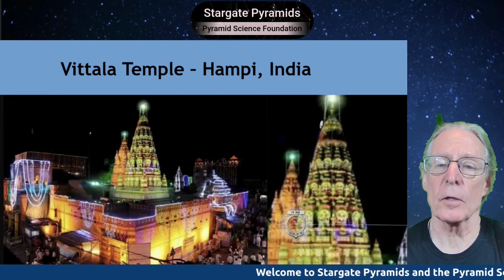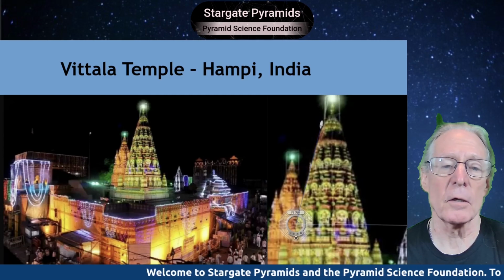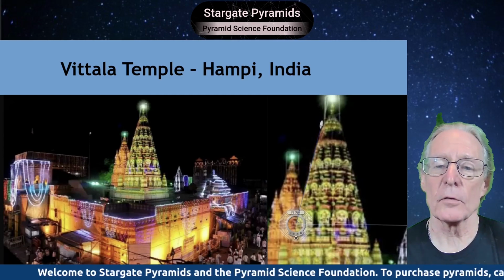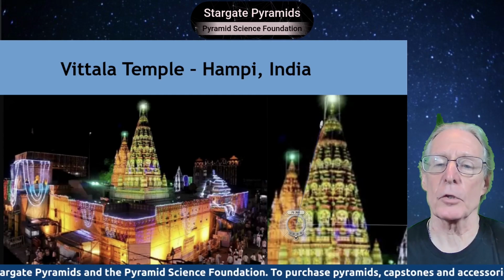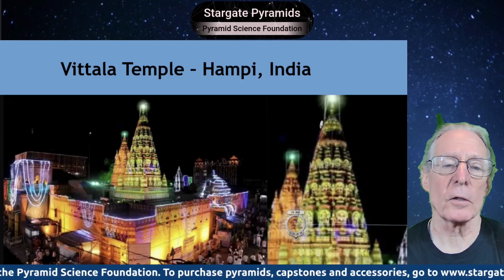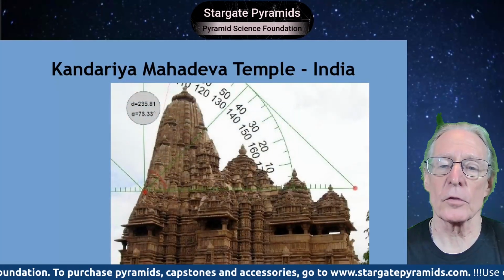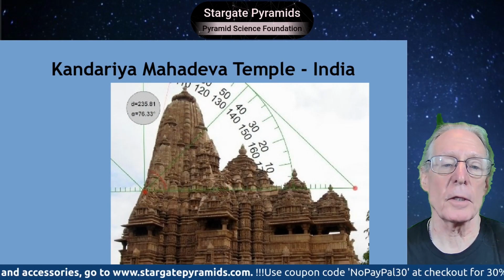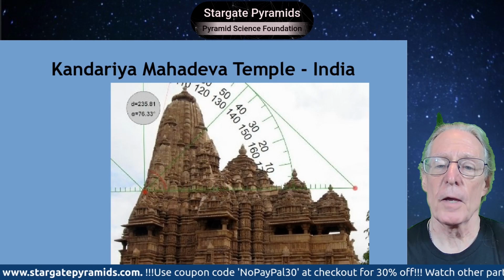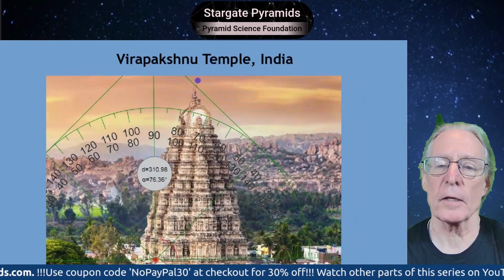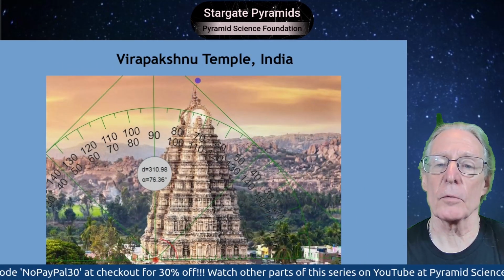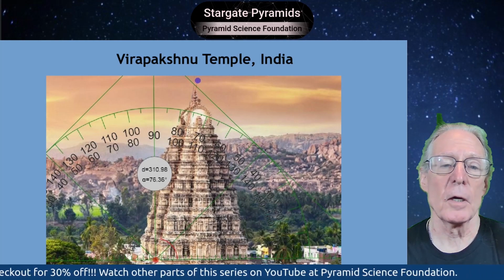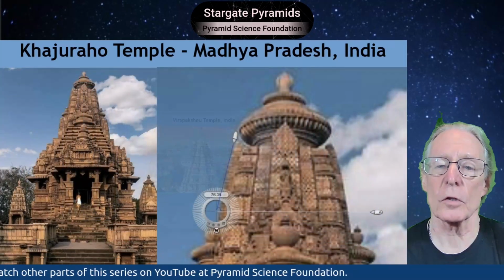This is the Vitala Temple in Hampi, India. Again, notice the 76-345 geometry, as well as the fractal nature of the temple itself. This is the Kandarya Mahadeva Temple in India. It has this geometry and also shows the fractality. Here's the Virupaksha Temple in India, showing these same characteristics.